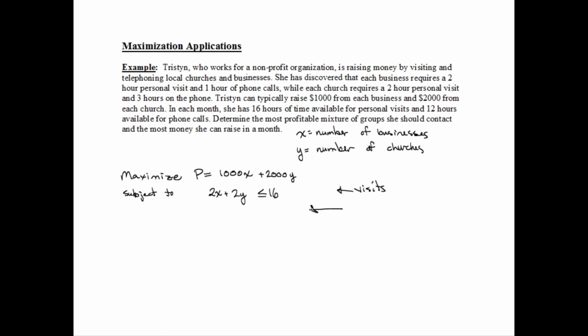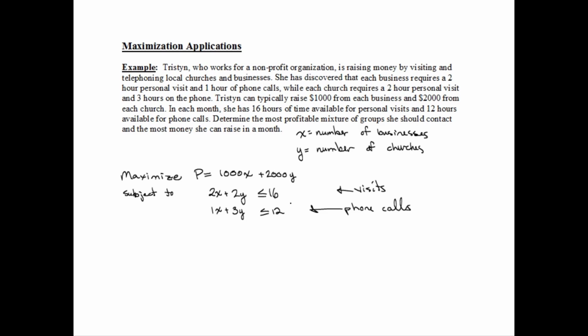Okay, now let's do the one for the phone calls. Again, if it helps you, feel free to summarize all this information in a table as we have done before. For phone calls, we're going to have 1 hour for each business multiplied by the number of businesses, so that will give me 1x. And we move to the churches. The churches require 3 hours on the phone typically, so that'll be 3 hours per church times the number of churches, so that'll be 3y. And again, that 12 is a maximum limit. It's okay to spend fewer than 12 hours on the phone, but it's not okay to spend more.